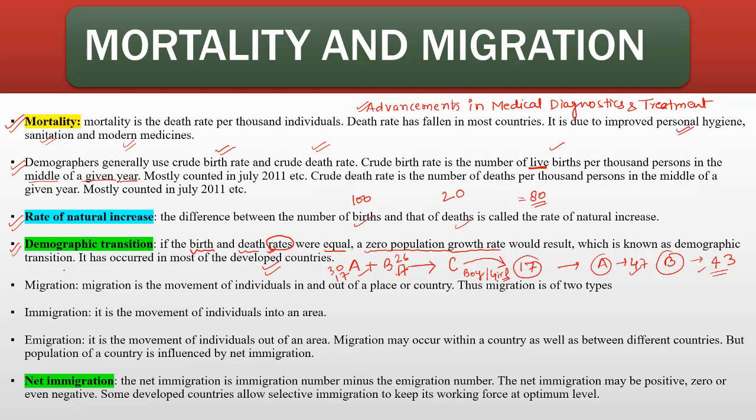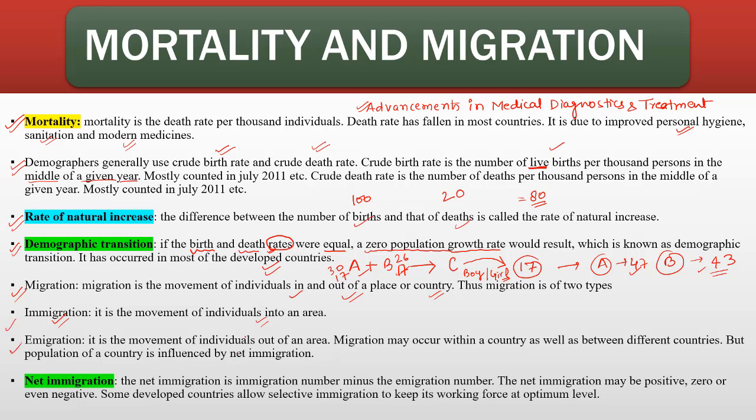Okay. Now coming to next, migration. Migration is the movement of individuals in and out of a place or a country. Thus migration is of two types. Okay, obviously it is the movement of the individuals in or out of the place or a country. Immigration, it is a movement of the individuals into an area. For example, an area has been selected and that area is having the inflow of the new individuals from other places. So it is immigration. Emigration, it is a movement of the individuals out of that area.